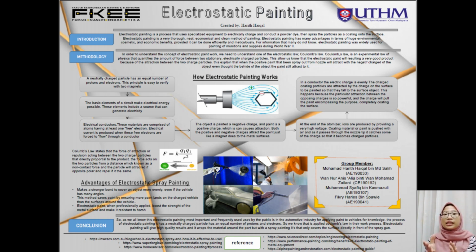This process of charging an uncharged object by bringing another charged object near to it, but not touching it, is called charging by induction. The basic elements of a circuit make electrical energy possible. These elements include a source that can generate electricity, a means of conducting the flow of electrons to the user, in this case an electrostatic gun, and a completing circuit, the flow of electrons back to the power source.